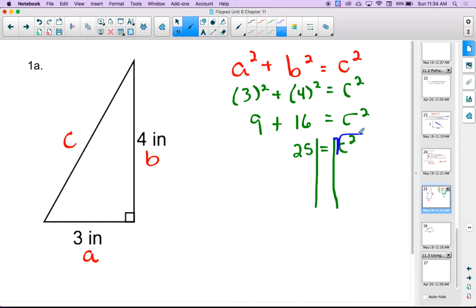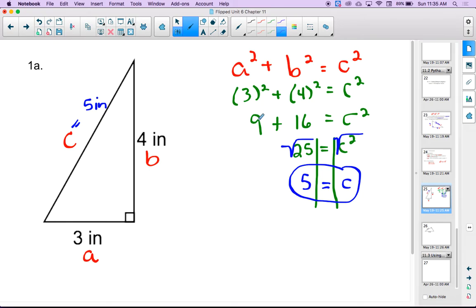And remember, whatever we do to one side has to be done to the other side to keep it balanced. So the square root of c squared is c. That was the purpose of doing that square root, to get rid of that little 2. The square root of 25 is 5, and that tells us that our c is 5 inches.